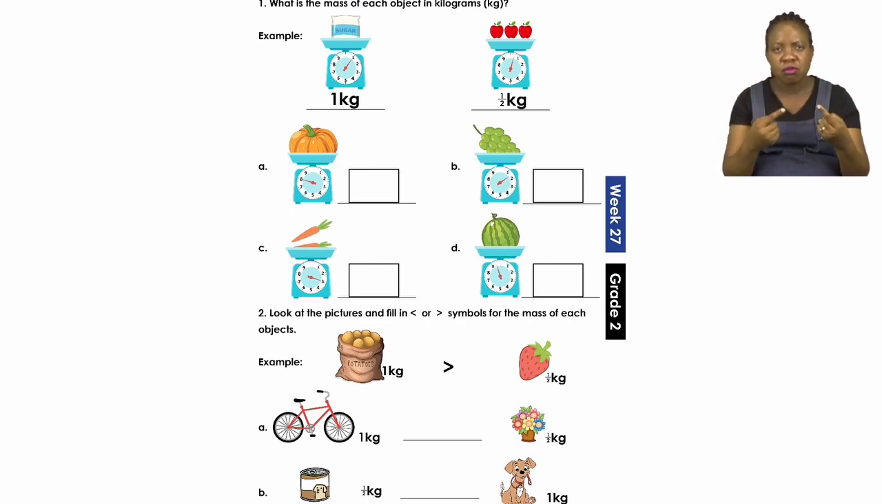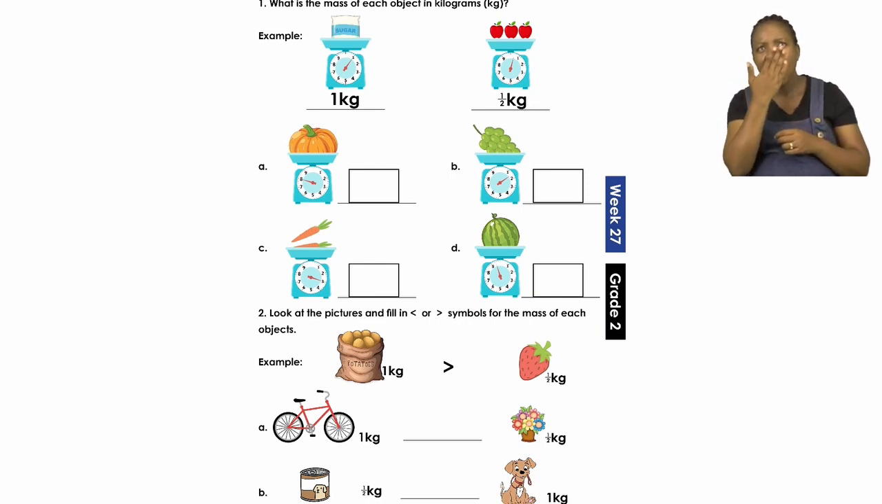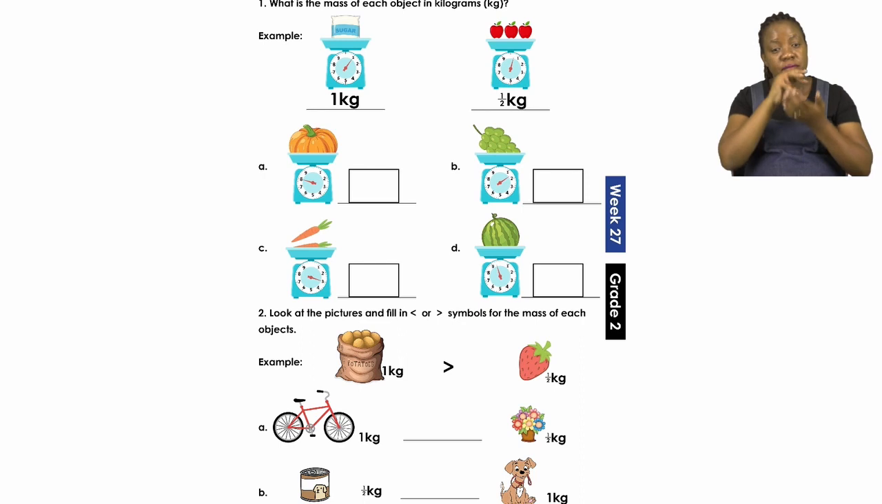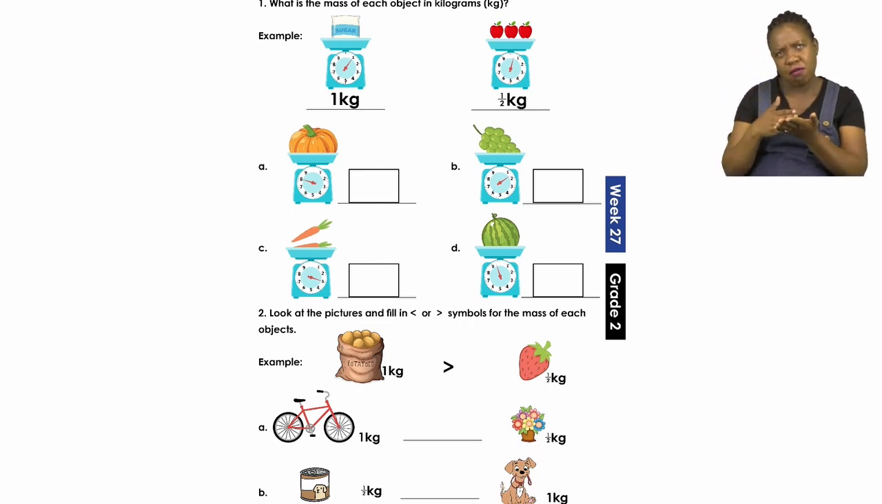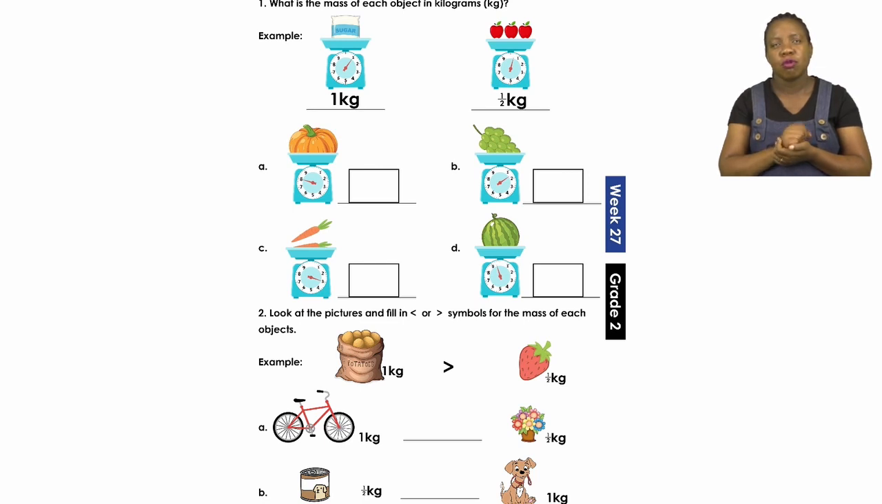You can definitely see that the first one with the bag of sugar has its pointer to 1. So that means it weighs 1 kg. The same with the apple, but this time it's in between the beginning, which is 0, and 1. So instead of saying half weigh, we say it is half of a kg by writing 1/2.